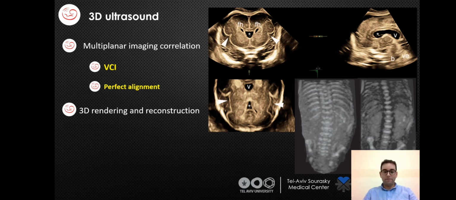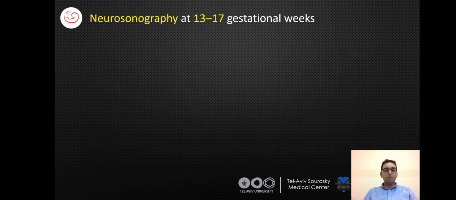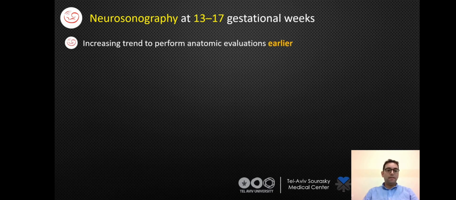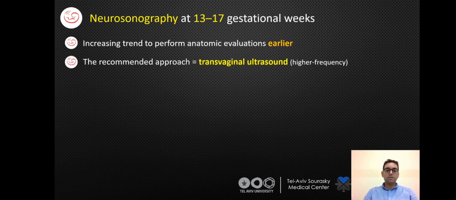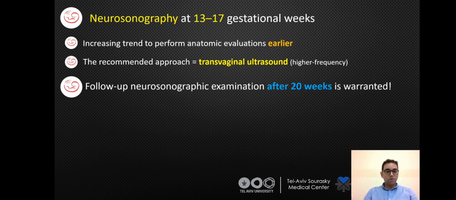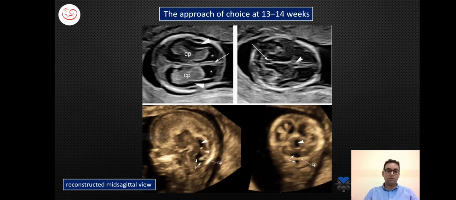Now, as I mentioned before, quite a new concept which is becoming more and more familiar and more used among sonographers is early neurosonography, and there's an increasing trend to perform earlier evaluations of the fetus, including neurosonography. Now, the recommended approach should be the transvaginal ultrasound because, as I mentioned before, it provides much higher detailing and resolution. But again, remember that a normal neurosonography during early pregnancy does not rule out later appearing malformation, and this must be followed up by an examination after 20 weeks of gestation.